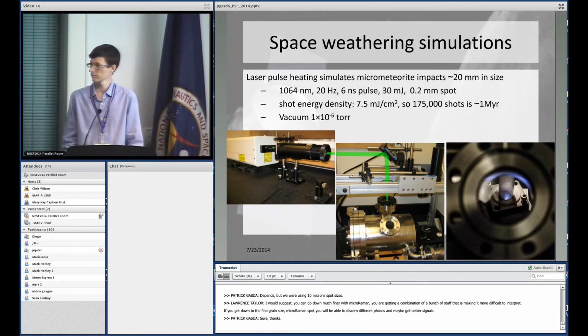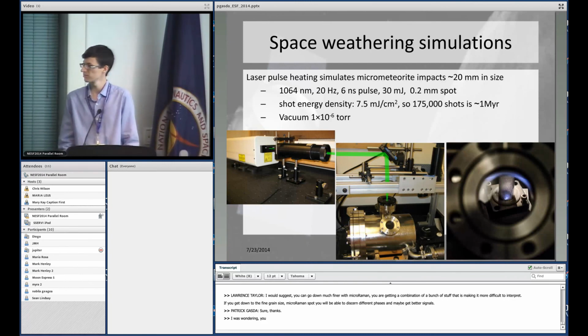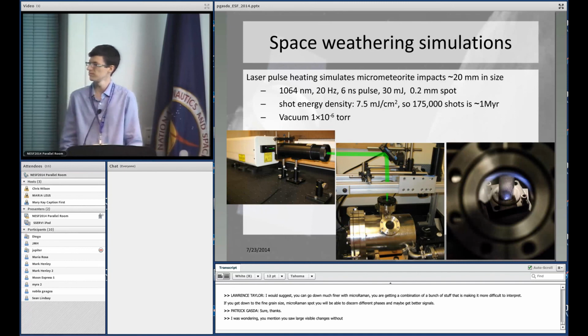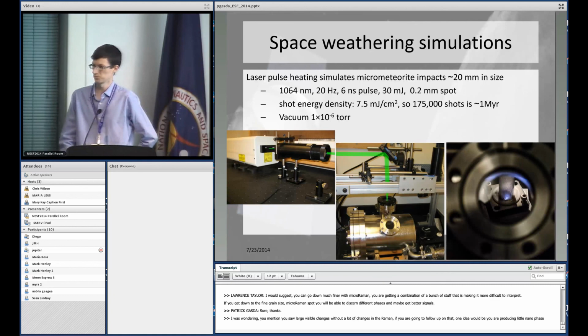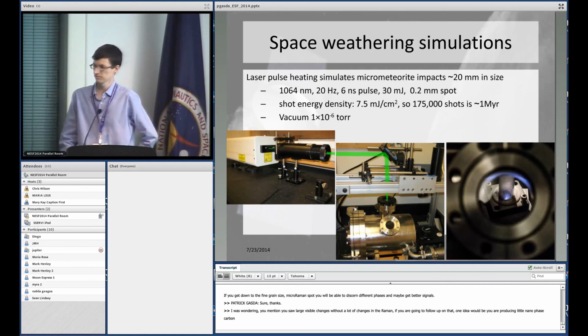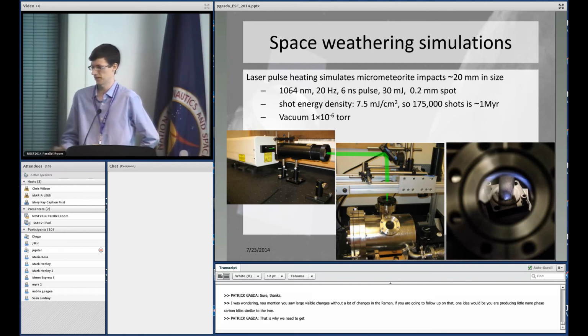I was wondering, you mentioned you saw some large visible changes without a lot of changes in the Raman. If you're going to follow up on that, one idea would be that you're producing little nanophase carbon blebs, similar to the iron. Yeah, that's why we really need to do the TEM work, so that we can see if there is nanophase iron. We can see that in the TEM.